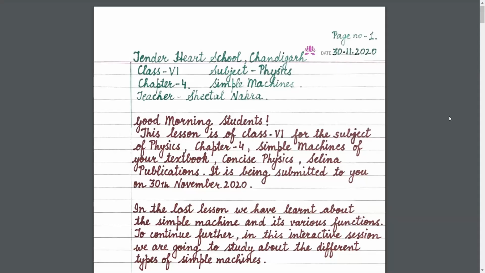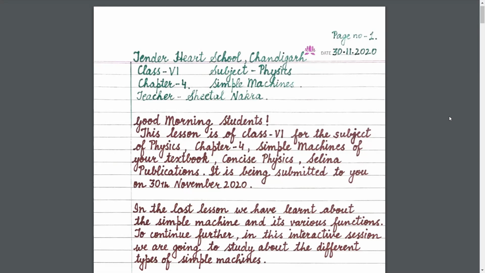Good morning, students. This lesson is of class 6 for the subject of physics, chapter number 4, Simple Machines, of your textbook, Concise Physics, Selena Publications. It is being submitted to you on 30th November 2020.